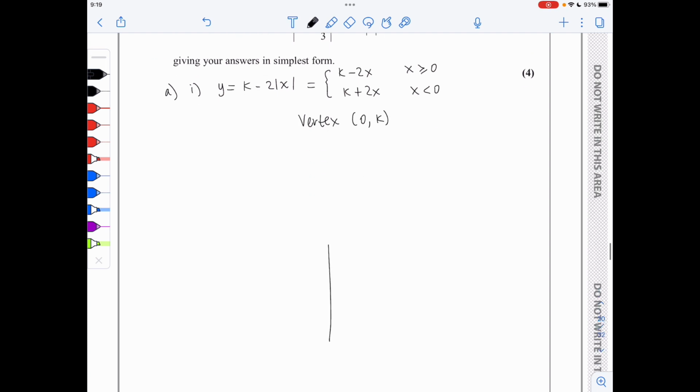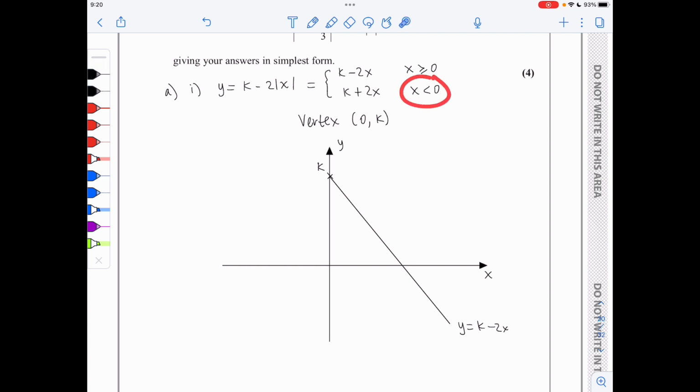So I could draw a pair of axes here. I will start by pinpointing the location of the vertex. So there it is, the x and the y axis. We've got a vertex at (0, k), and we know that on the right of the vertex we go downhill, so the line has equation y is k minus 2x, and on the left of the vertex we go uphill, so it's k plus 2x. This should be symmetric about the y-axis.